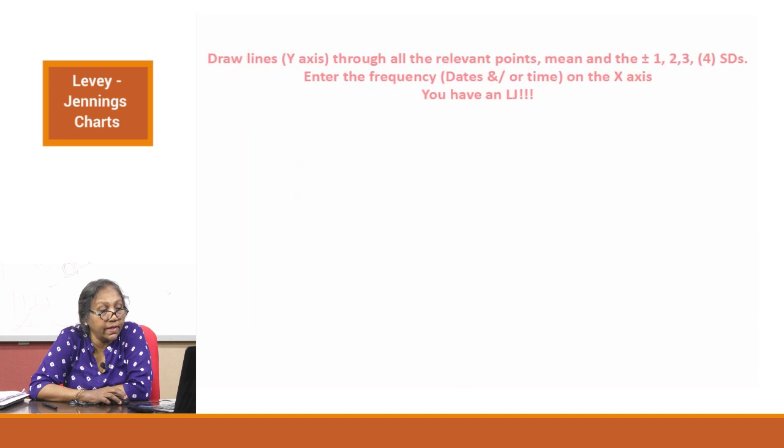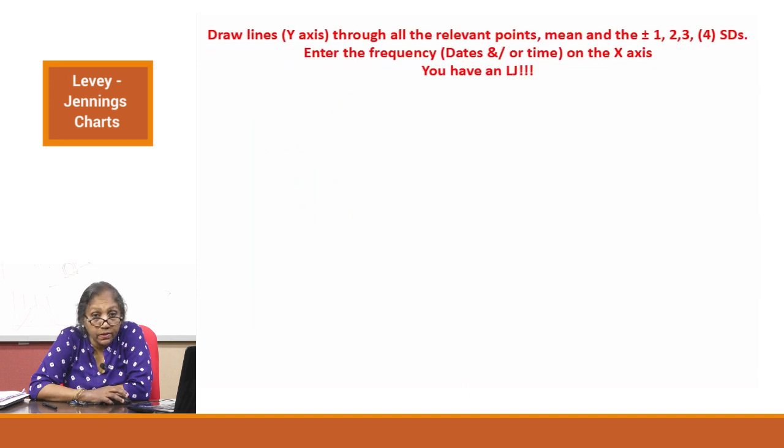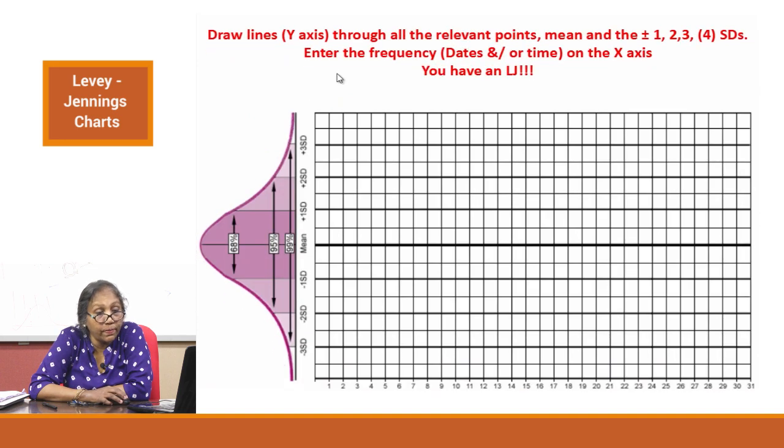Let's see this further. How do you make an LJ graph? Draw lines on the y axis through all relevant points: the mean, plus 1, plus 2, plus 3 SDs, similarly minus 1, minus 2, minus 3 SDs, and this is how it happens. So now this is your Gaussian curve, and on your y axis you have all the standard deviations and the mean depicted. On your x axis you have something else. What is that something else? That something else is a frequency in time.